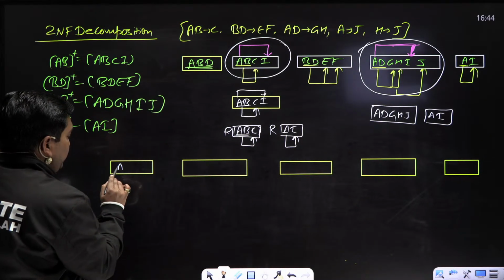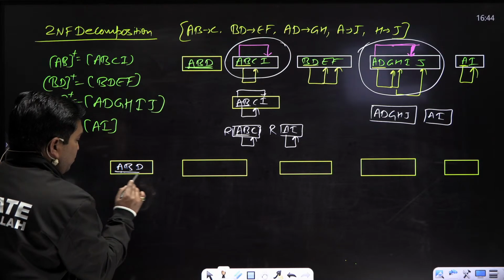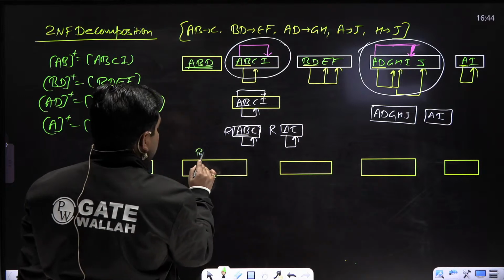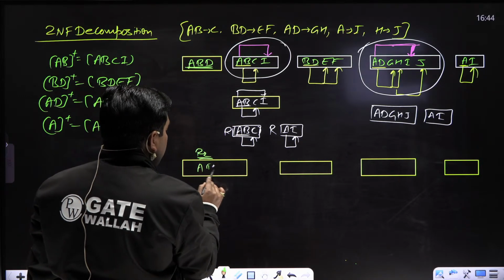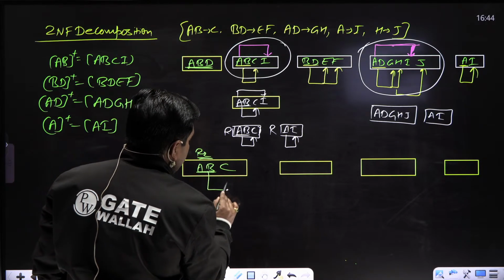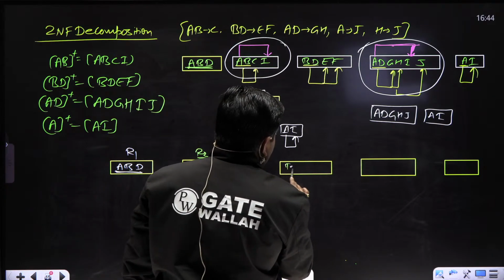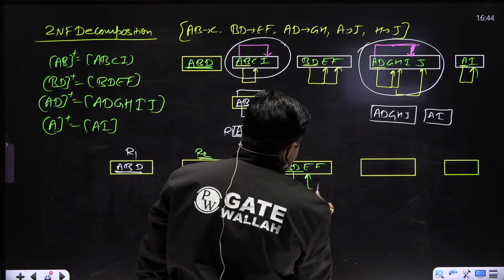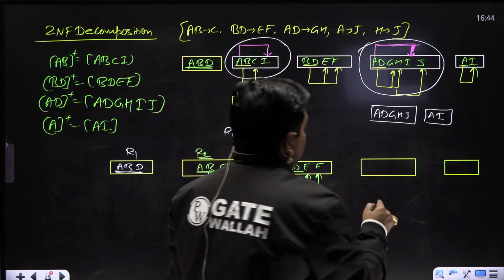First one is ABD, one of the candidate keys, R1. Second, R2: ABC, in which AB tends to C, preserved. Next, BDEF, here BD tends to EF. Are you getting this pictorial representation?